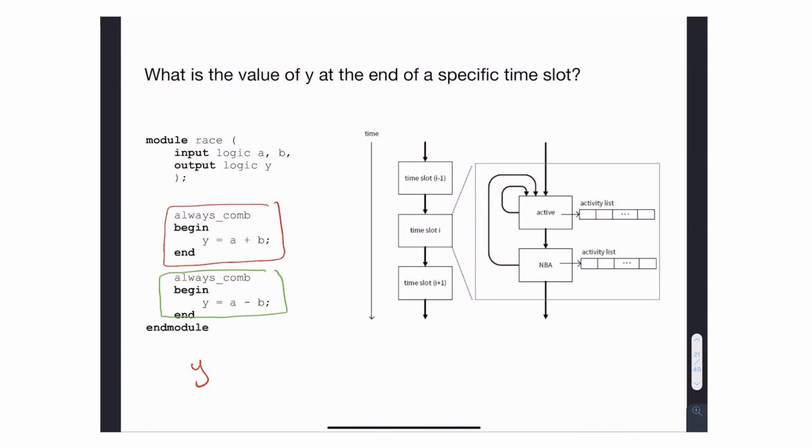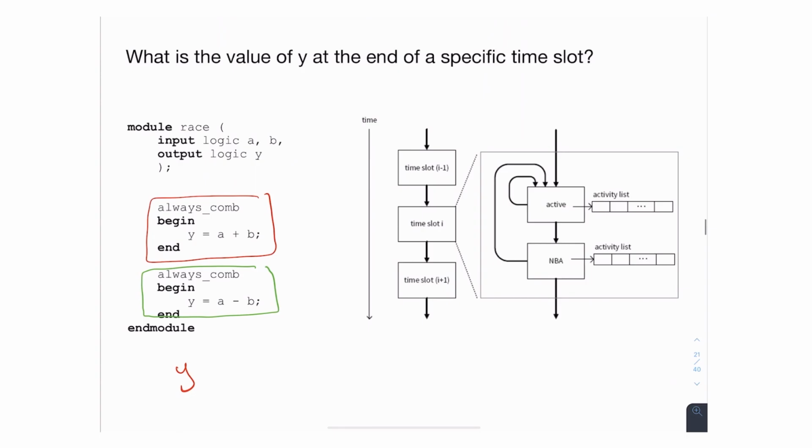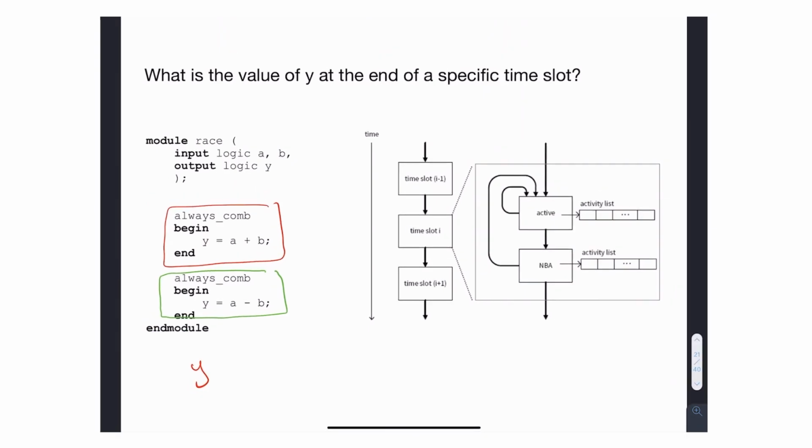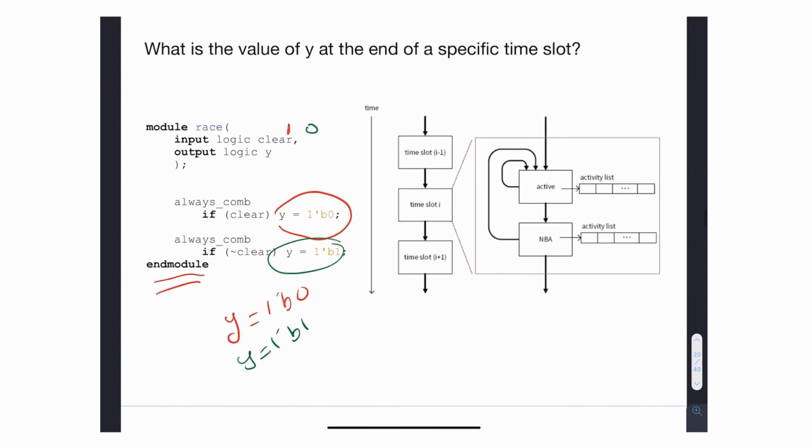If the value of a changes, both always blocks will be activated, and both of them are trying to change y. That causes a race condition because you don't know what the value of y is. Syntactically, the earlier example might have looked very clear and logical. However, it has the same exact problem.